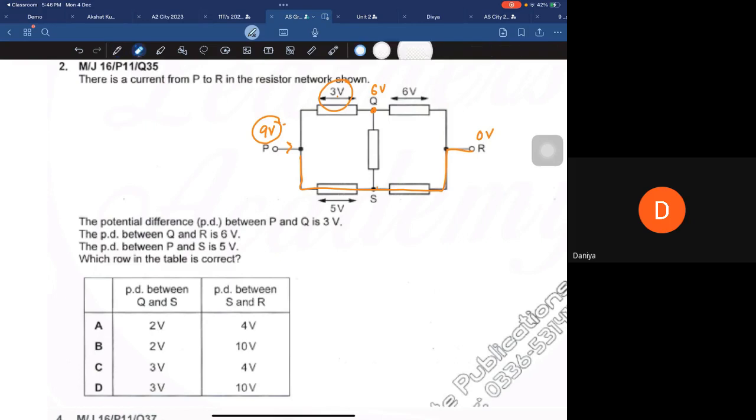Yes. And out of those 9 volts, if this uses 5, so at S, the remaining voltage should be 4 volts. Get it? Yes. So it means the potential difference, if I attach a voltmeter across Q and S, will be 6 minus 4, 2 volts. So between Q and S, it is 2 volts. And then obviously, if 5 is used by this, this should use 4 because the total must be 9. So it has to be answer A. Get it? Yes.